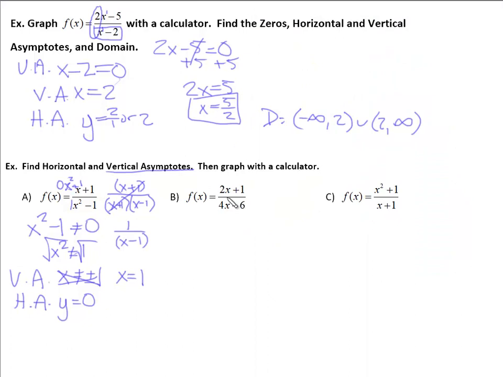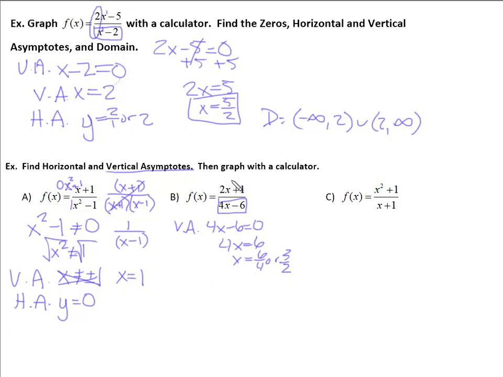So to find my vertical asymptote, set the bottom equal to 0. 4x minus 6, whenever this equals 0, this will give me my vertical asymptote. Add 6 over, and divide by 4. And we get 6/4 or 3/2. So at x equals 3/2 or 1.5, that's my vertical asymptote.